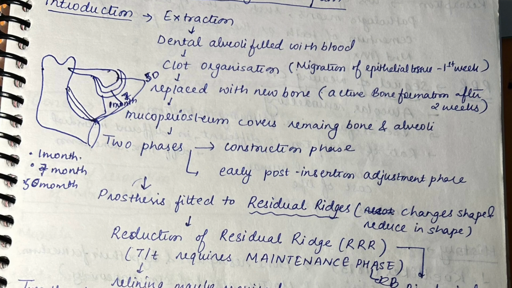So there are two phases. The one is the construction phase, that is while the fabrication of the prosthesis is being done, and then the post insertion adjustment phase. The prosthesis is fitted to the residual ridge, during which changes and reduction in the shape is seen, which is known as residual ridge resorption, which requires a maintenance phase and treatment, which is done by relining.